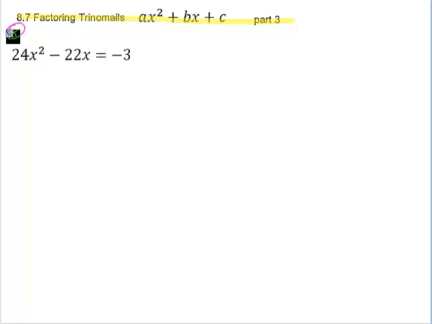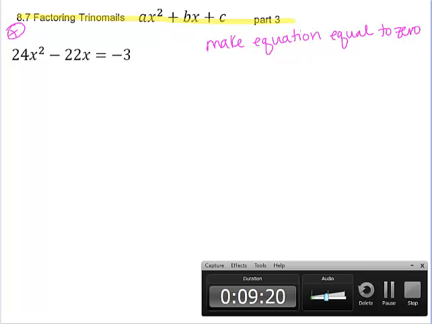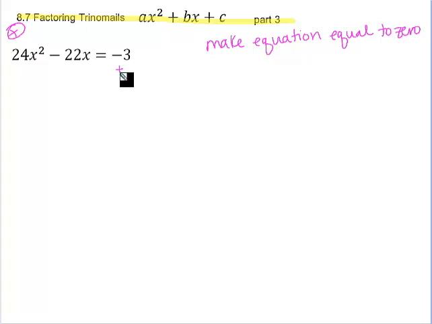So the first thing we want to do is make the equation equal to 0. Okay, so for us to make the equation equal to 0, in this case we have to add the 3 to both sides. Doing so, now we have 24x squared minus 22x plus 3 equals 0. Notice the 3 is not like terms with either the 24x squared or the 22x, so we would not put it with any of those. And now we are going to factor it.